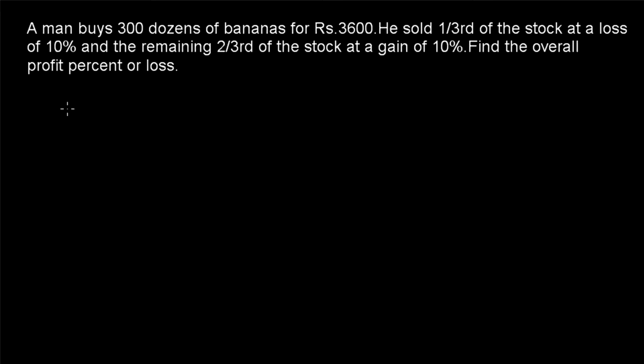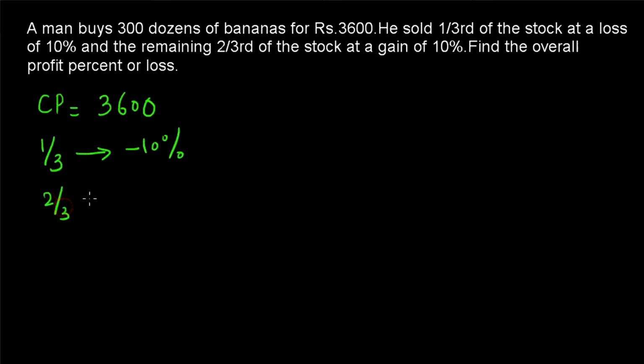Example number 2. A man buys 300 dozens of bananas for rupees 3,600. He sold 1/3 of the stock at a loss of 10% and the remaining 2/3 of the stock at a gain of 10%. Find the overall profit percentage or loss. So here, what's the question? He is buying 300 dozens of bananas for a cost price of rupees 3,600 and he is selling 1/3 of the stock at a loss of 10% and the remaining 2/3 of the stock at a gain of 10%. Then what's his overall profit percentage or loss?